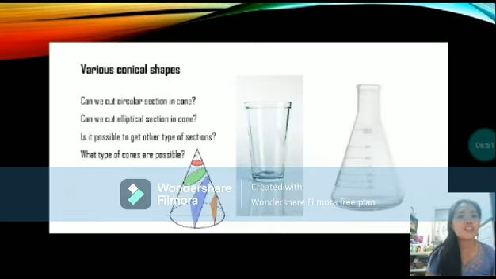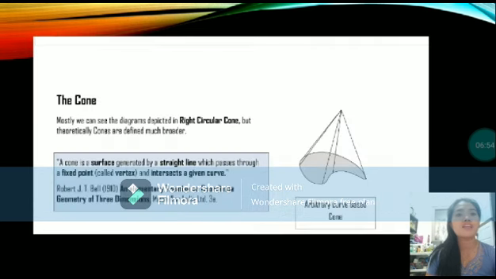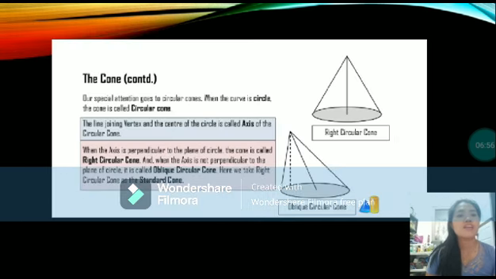Then the various conical shapes, we're done with this one. Then we have here the cone continuation. Our special attention goes to circular cones. So when the curve is a circle, the cone is called a circular cone. The line joining the vertex and the center of the circle is called the axis of the circular cone. So we call it the right circular cone.